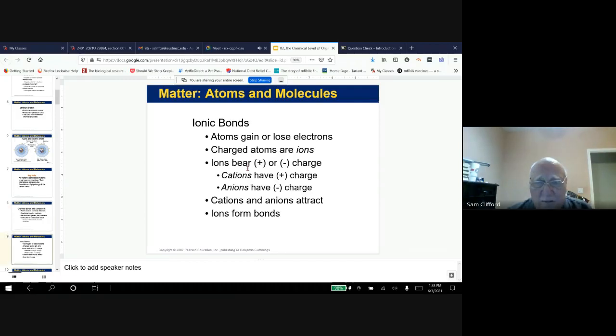Ionic bonds are when electrons are lost or gained. Cations have a positive charge. Anions have a negative charge. So if you take table salt, it's made up of sodium ions with a positive charge and negative ions, chloride, with a negative charge. An ionic bond is the attraction of a positive ion to a negative ion.